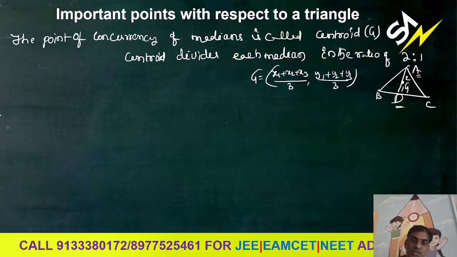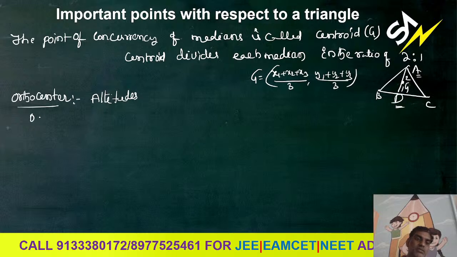Not only the centroid, in the same way we can also have an orthocenter. What does orthocenter mean? The orthocenter is the point of concurrency of altitudes. Same definition as for medians, but with altitudes. The point of concurrency of altitudes is called the orthocenter. We can denote the orthocenter with either O or H.